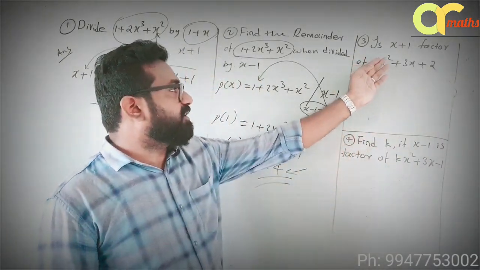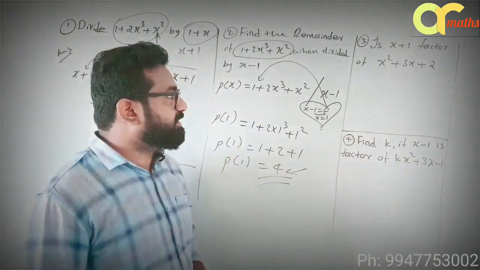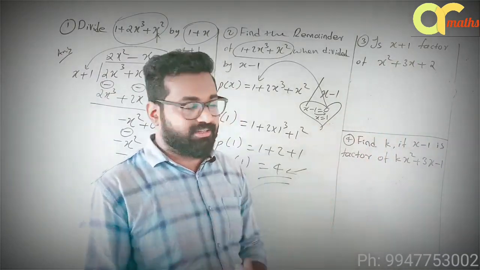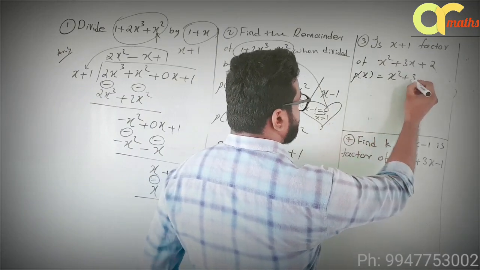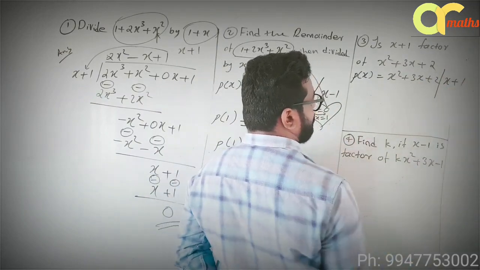Next, the factorization theorem. Here, is x plus 1 a factor of x square plus 3x plus 2? How to check x plus 1 is a factor? To check if x plus 1 is a factor, find its remainder. If the remainder is 0, then x plus 1 is a factor. So first of all, write the polynomial equation. What is the polynomial equation? x square plus 3x plus 2, which is divided by x plus 1.